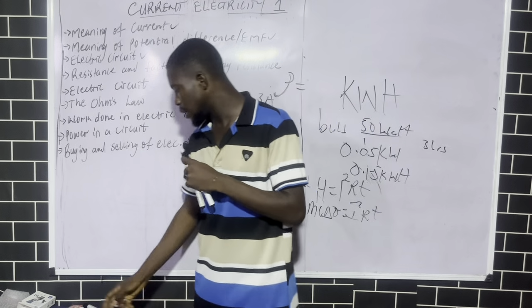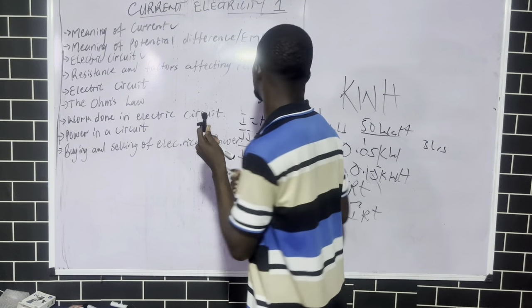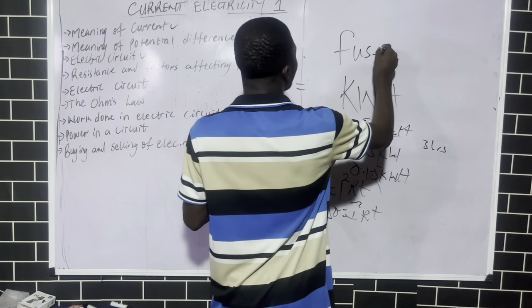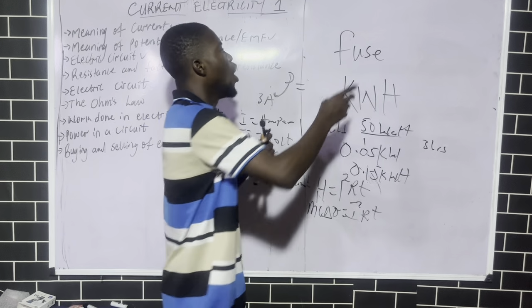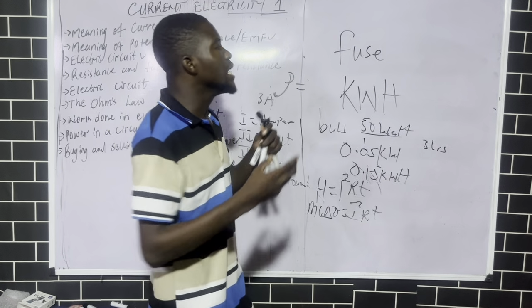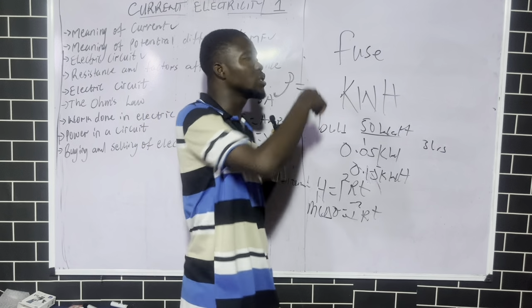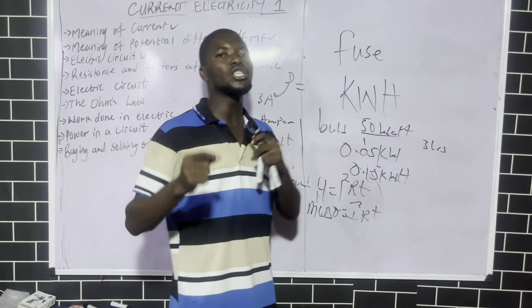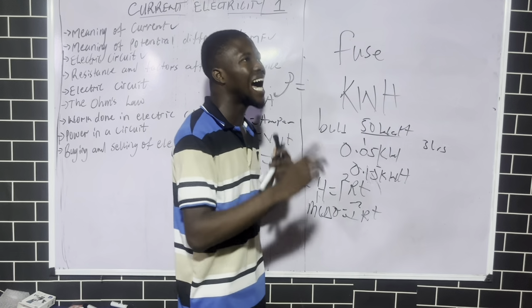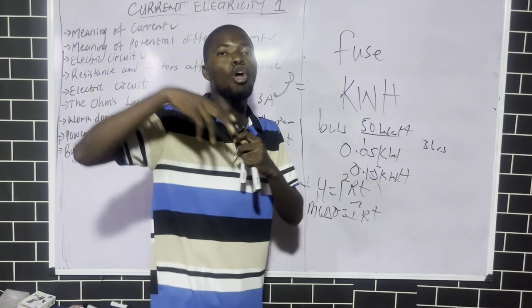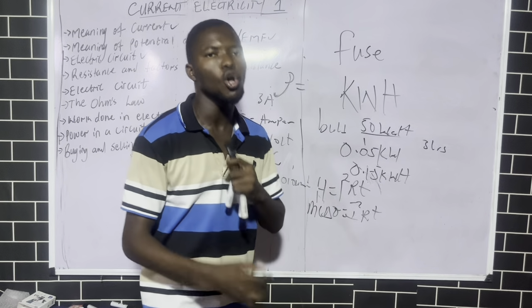Now, lastly, I want to talk about a fuse. A fuse is actually a device that has a low melting point. This fuse is actually important. It is used to break a circuit. A fuse is a device that has a low melting point that is used to break a circuit. Or a fuse is a safety device. Take note. You can be asked which of the following is a safety device with low melting point and is used to break a circuit. What is the fuse used for?